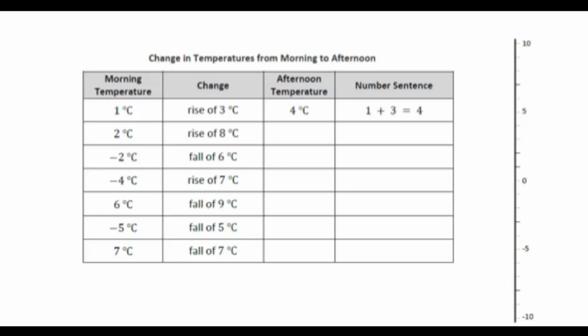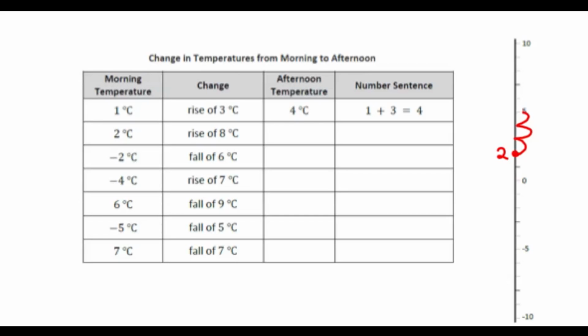Well, to use the vertical number line, we notice that 0 is in the middle, as it is on any number line. The positive numbers are above the 0, and the negative numbers are below. So let's start with the first example. It said the morning temperature was at 2. Well, this would be the number 2. And it said that there was a rise of 8 degrees. To show a rise, we're going to move up 8 degrees.